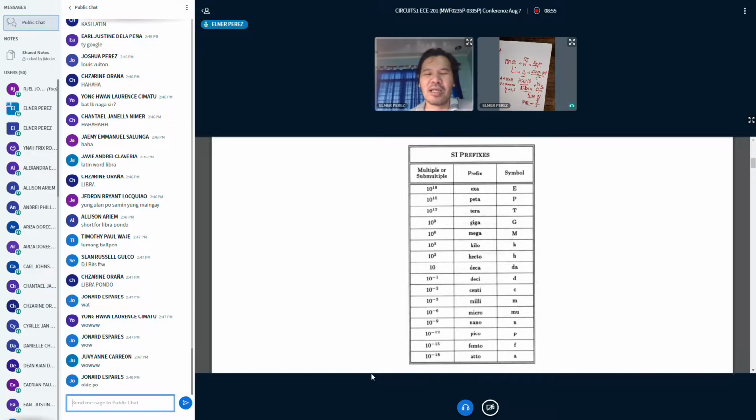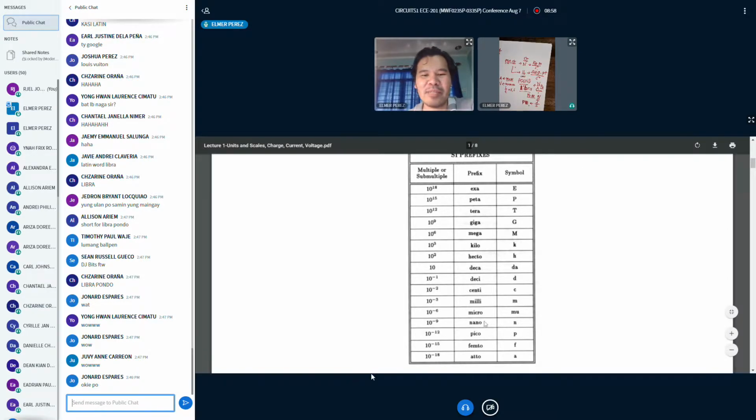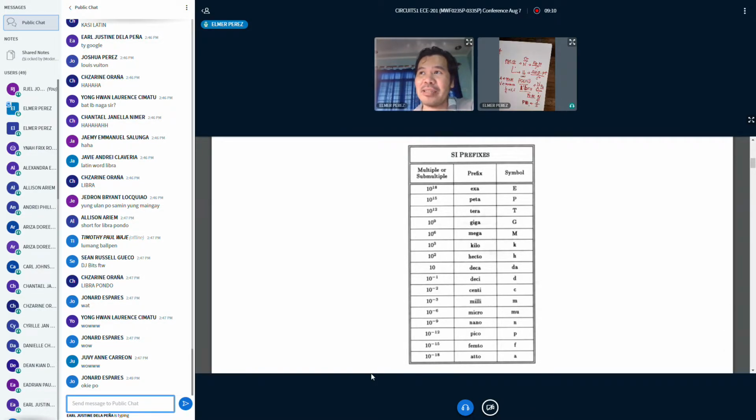Sa ECE, halos nandito sila sa baba, di ba? Yung mga micrometer, nanometer, nano, pico, micro. Kung nag-physics na kayo, yung mga capacitance natin, mga picofarad, nanocoulomb, milliampere. So, yung sa taas ay mga malaking number, yung sa baba is yung mga maliit na number.